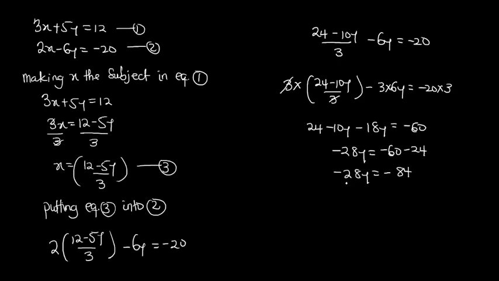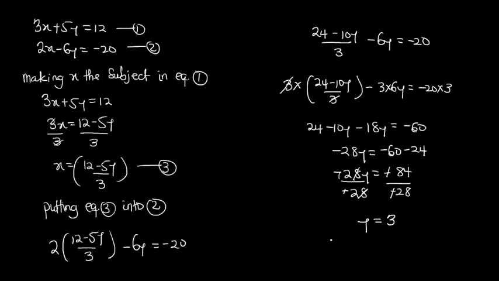So I divide both sides by minus 28. Minus 28, the negative cancels the negative, this cancels this. So my y is equal to 84 on 28 will give me the value 3. So it means that my y is equal to 3.